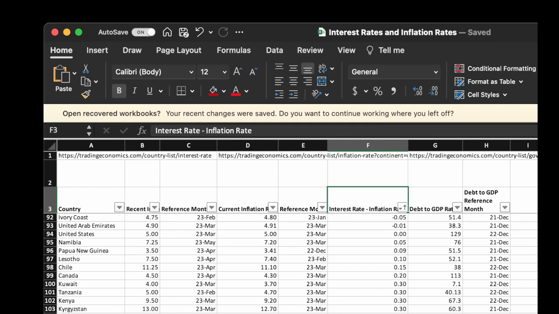Column F is a computed field, so I took the interest rate in column B and I subtracted the inflation rate in column D. So if the interest rate was higher than the inflation rate, it's positive. Whereas if the inflation rate in column D is greater than the interest rate in column B, then it's a negative figure.